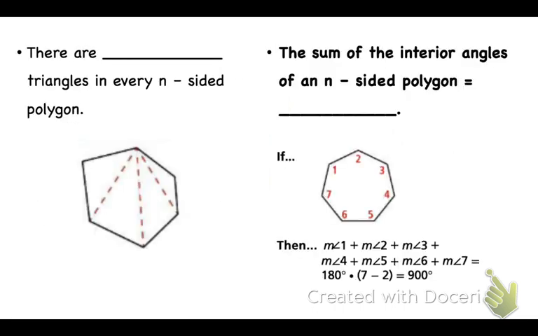This one says what? The sum of interior angles. So you need to highlight those, underline those, something, so you know which formula is which.